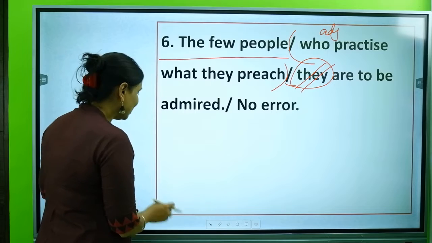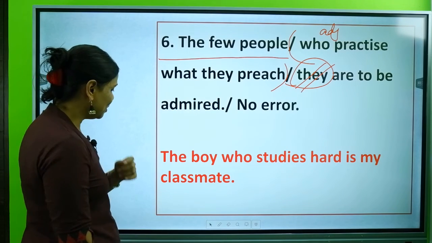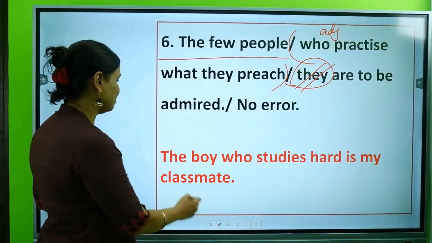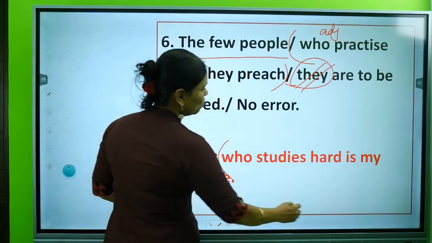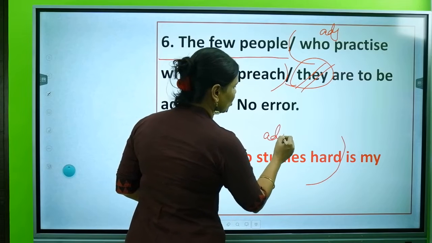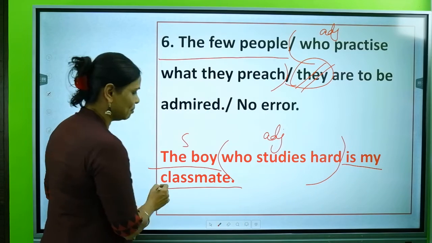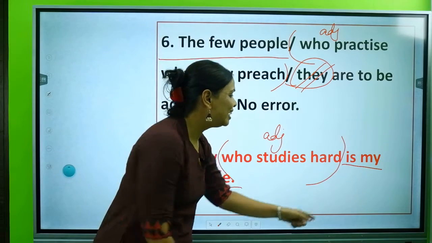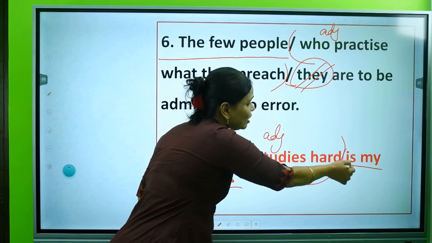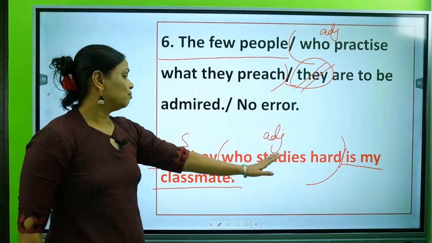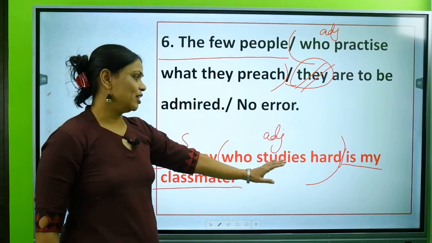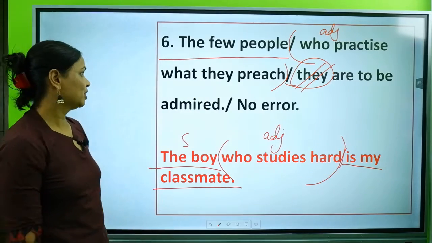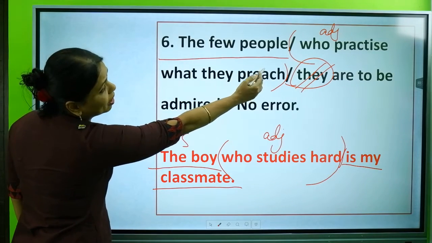Let me give you another example so that you will understand in a better way. The boy who studies hard is my classmate. Again, the boy is a subject. Who studies hard is an adjective clause, is my classmate. We need not take again the boy who studies hard, he here, like it is done in the question, the same mistake. So remember, in such kind of sentences, you need not repeat the pronoun after the adjective clause. Okay, so the error lies in part 3.